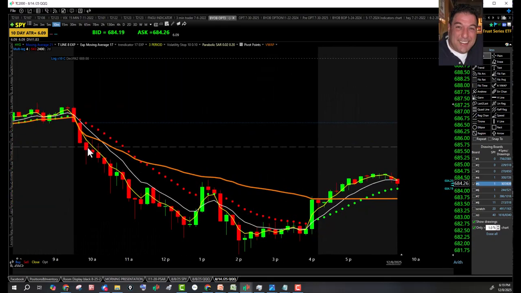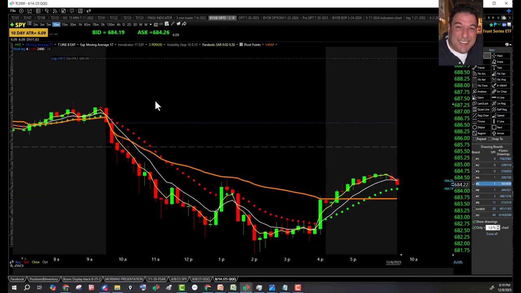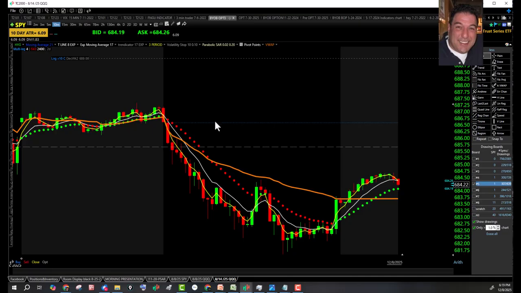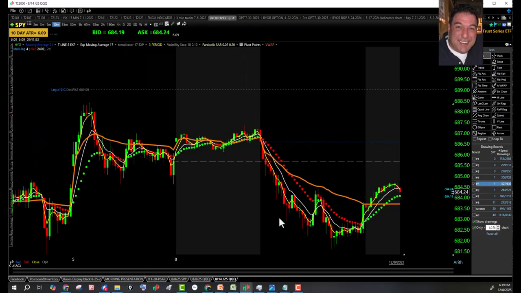Okay. Third candle, 685.99. Remember that? Okay, so it's different. All right, so I like a 10-minute trend. I like a 10-minute downtrend under VWAP where price and the trend are peeling away from VWAP. That's where my opportunity is.